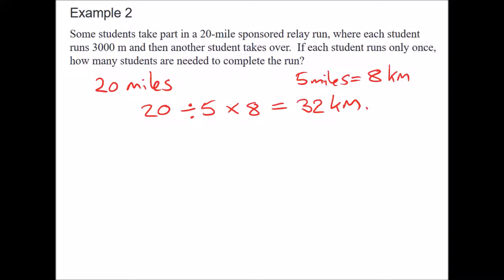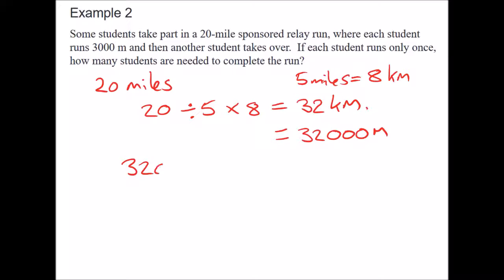And we also should know that a kilometer is 1,000 meters. So if I wanted to convert this into meters, I'm going to have 32,000 meters. So that's how long this race is. So what we need to do now is to divide that by 3,000 to see how many of these students we're going to need.